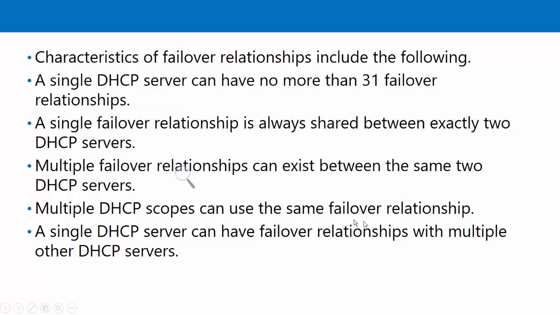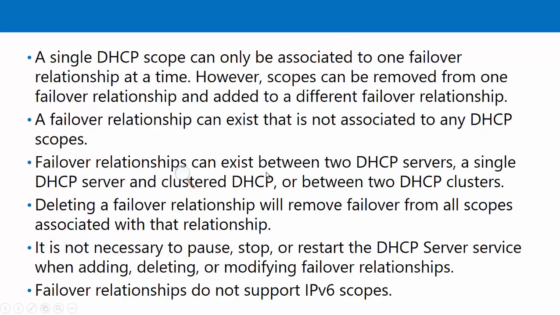We're going to configure that now, and we're going to understand that a single DHCP server can have a failover relationship with multiple other DHCP servers. A single DHCP server can have relationships with multiple others, right? A single DHCP scope can only be associated to one failover relationship at a time. However, scopes can be removed from one failover relationship and added to a different failover relationship. A failover relationship can exist that is not associated to any DHCP scope.